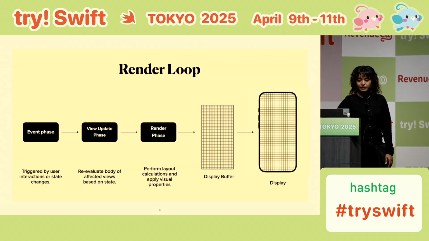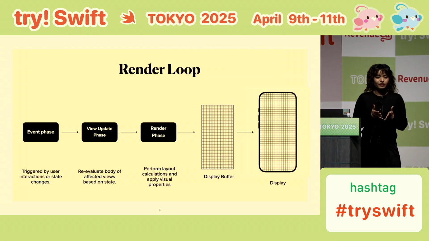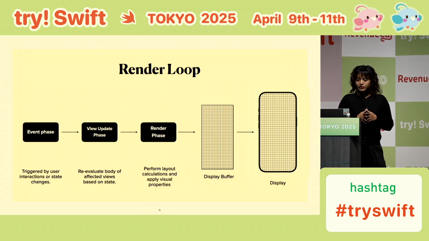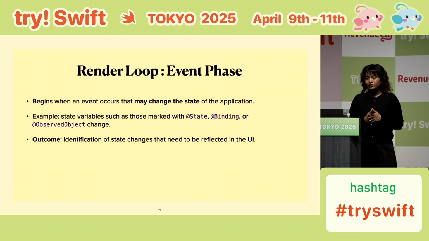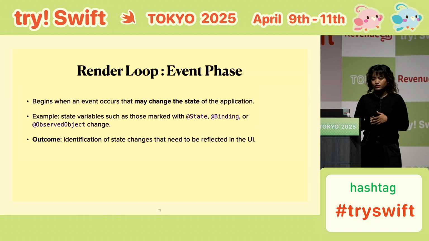Right, so keeping that in mind, this is the diagram that represents the render loop. We will look at each phase in detail, so don't worry about all the text on the slide. But let's look at this render loop from the context of the example that we saw before. First phase is the event phase. The render loop itself begins when an event occurs that may change the state of your application. Events like user interactions or changes in external data, like you received some kind of network response. That's all related to state changes.